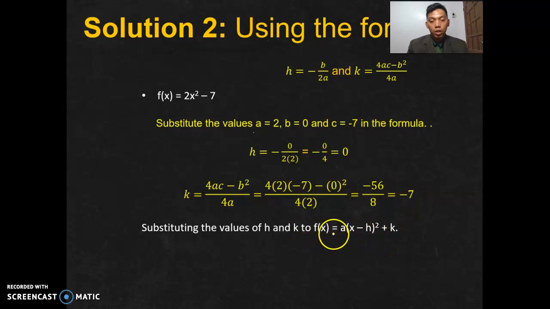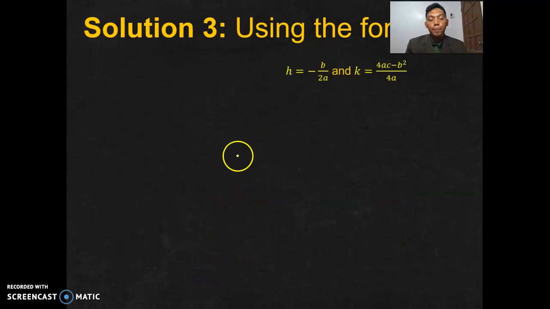To get the standard form, we simply substitute a, h, which is 0, and k, which is negative 7, to the formula. So a is 2, h is 0, so x minus 0 squared, then minus 7. So replace the plus k by negative 7. That's number 2. Let's proceed to number 3.